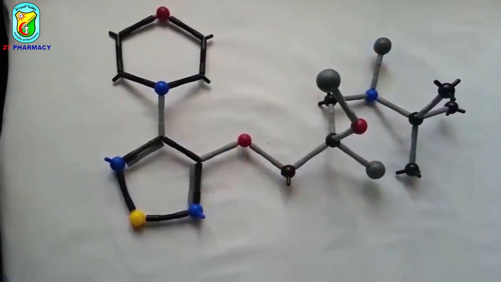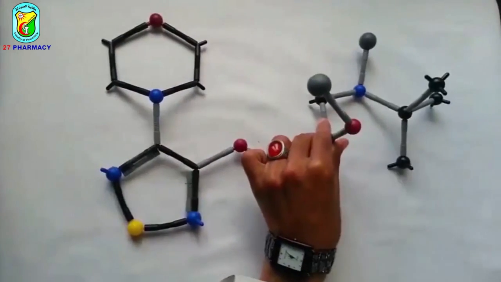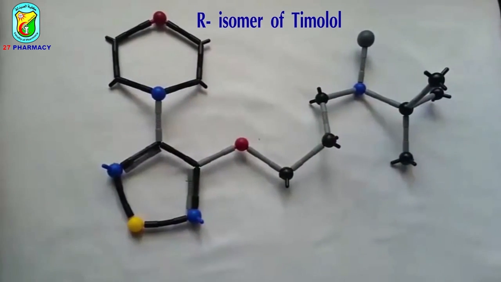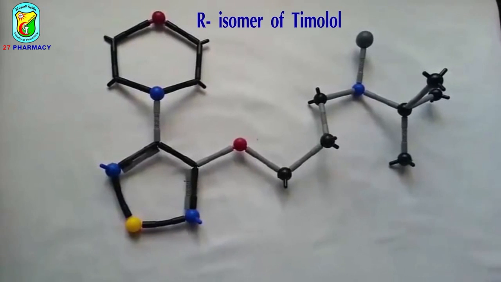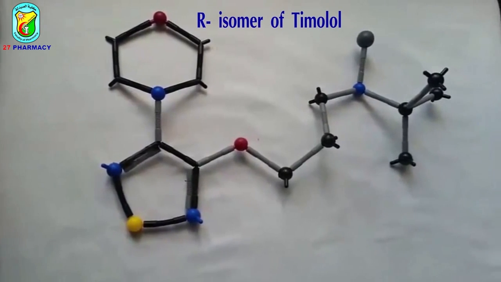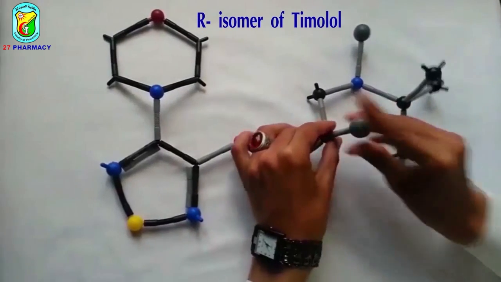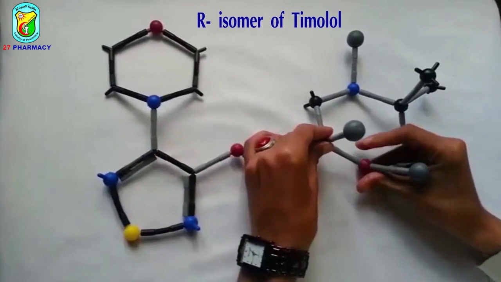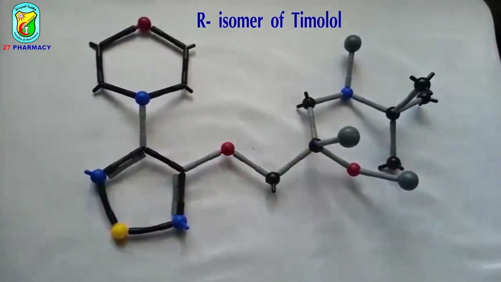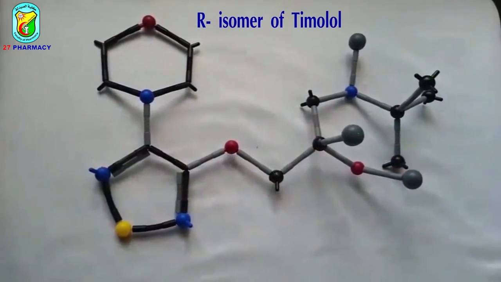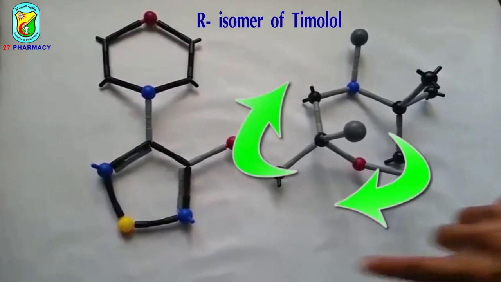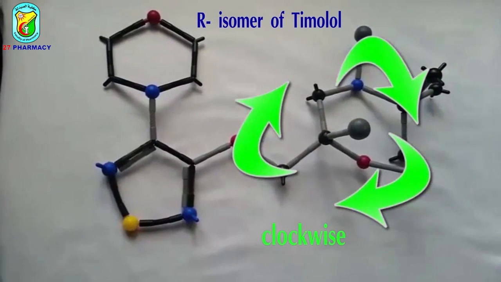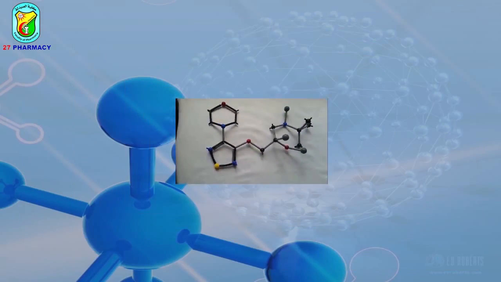On the other hand, we have the second isomer, which is the R isomer. This isomer contains the hydrogen atom in the front and the hydroxyl group in the back. We need one shift here, so the rotation will be like this, which is clockwise, so it is called R.